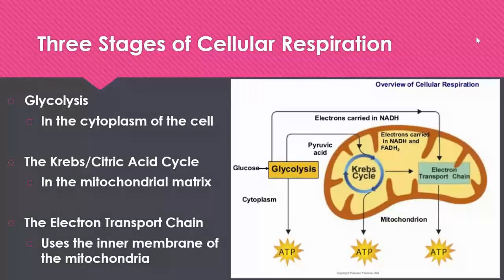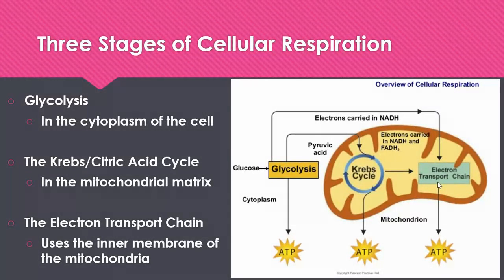steps called glycolysis, which happens actually outside of the mitochondria in the cytoplasm of the cell. Then the Krebs cycle, which is also known as the citric acid cycle. But the Krebs cycle takes place in the matrix of the mitochondria, there in the middle. And finally, the electron transport chain, which actually takes place on the inner membrane. And you'll remember the inner membrane of the mitochondria has all these things called cristae, which increase its surface area and provide lots of space for the electron transport chain to take place. So 3 steps: glycolysis, Krebs cycle, and electron transport chain.